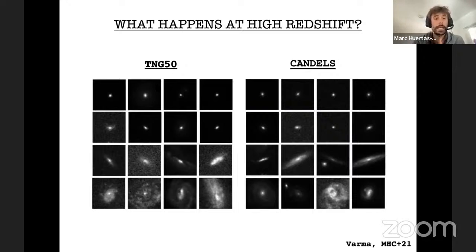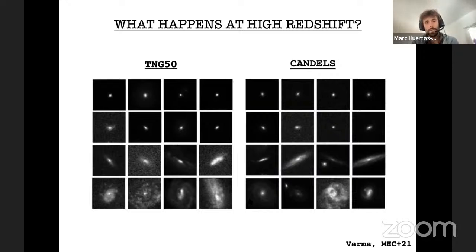And again, you can see here CNN classifications of mock TNG50 galaxies and CANDELS in four different morphological types. Once you add the noise, the HST PSF, and so on, they are remarkably similar. Even at high redshift, these are typically galaxies at z of 1.5 to 2. You get similar diversity. You get these compact objects. You get these extended, clumpy disks over here.